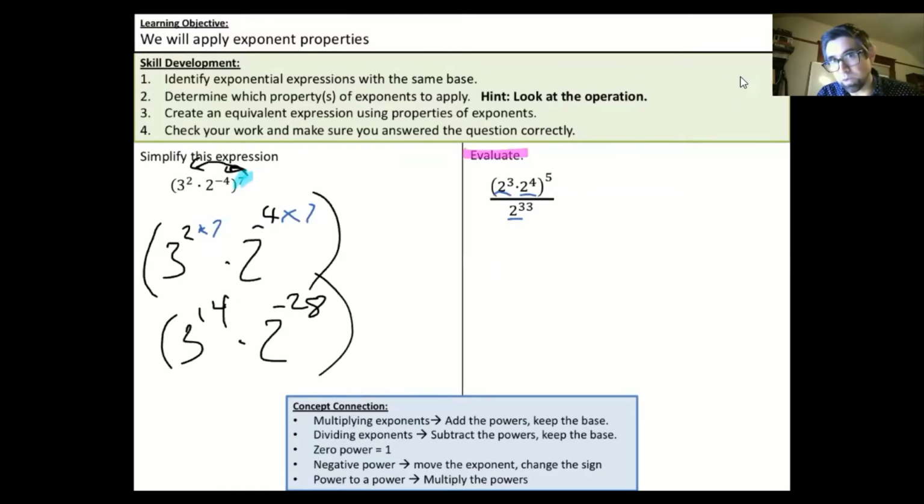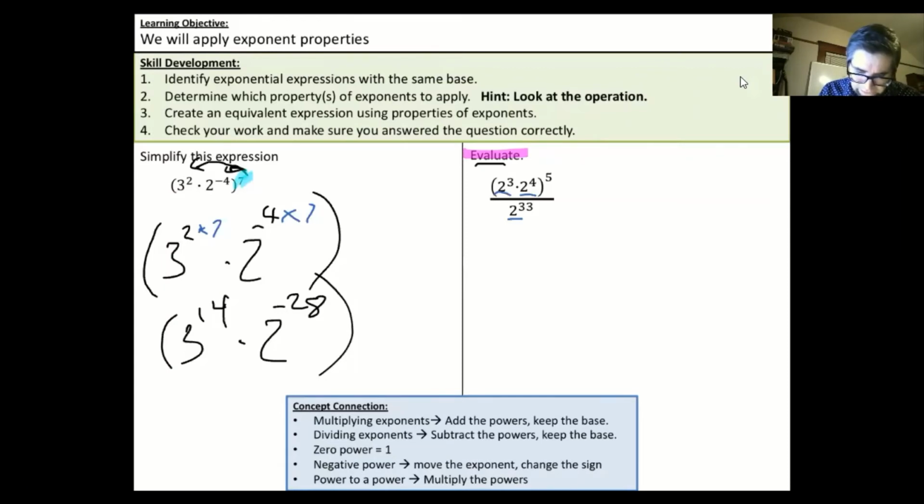It says evaluate. Evaluate is different than simplify. Evaluate tells me to give a value, right? If we look at the word evaluate here, it has the word value inside of it. So I need to be able to give an actual number value for this expression when I'm done. Well, to do that, let's simplify it first. Let's start with the numerator.